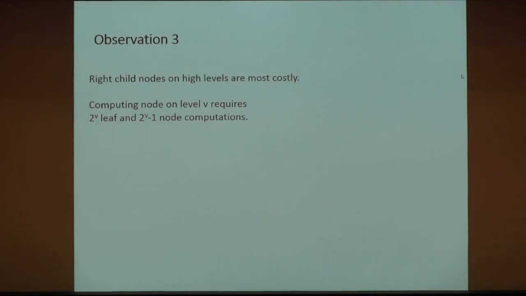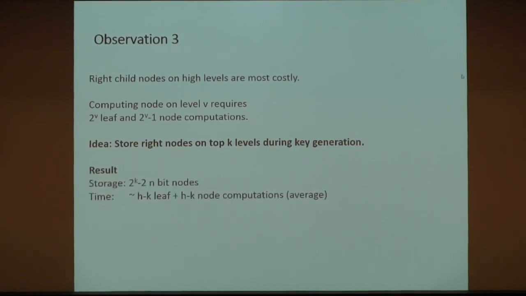Okay, third observation is that right child nodes on high levels are the most costly. I mean, that's kind of straightforward. The cost to compute such a node is 2 to the height in the tree leaf computations. So the higher, the more leaf computations. And the straightforward idea is to just store the right nodes on the top k levels, where k is some parameter that controls the trade-off between storage and runtime.